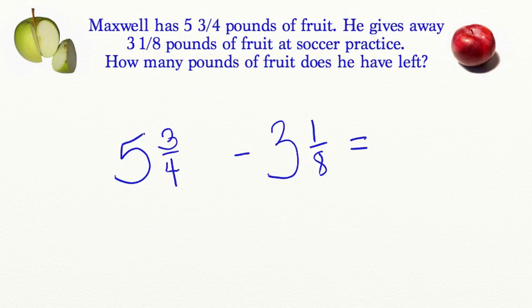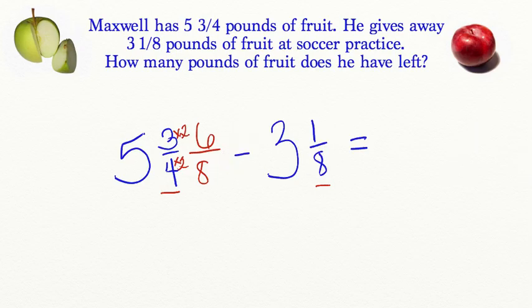Let's try another word problem together. Maxwell has 5 3/4 pounds of fruit. He gives away 3 1/8 pounds of fruit at soccer practice. How many pounds of fruit does he have left? We have 5 3/4 minus 3 1/8. Since we're dealing with fourths and eighths as our denominators, we need to find a number that 4 and 8 are both multiples of. But we're in luck because 8 is a multiple of 4. All we have to do is multiply our denominator and our numerator by 2, and that gives us 6/8.